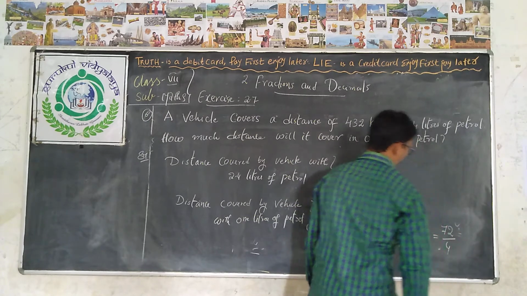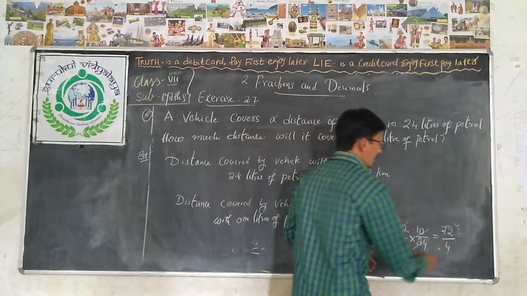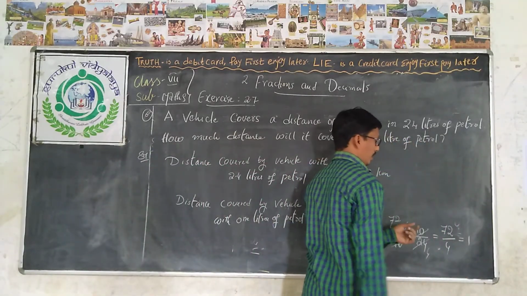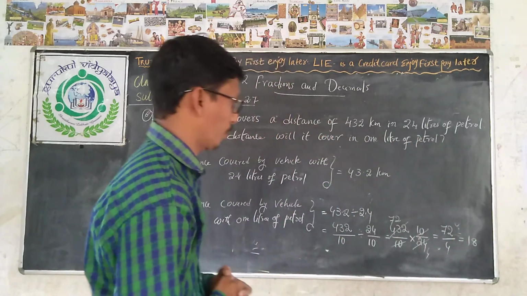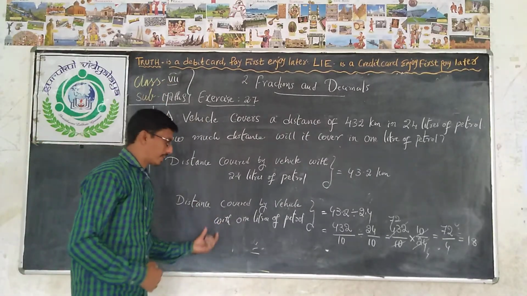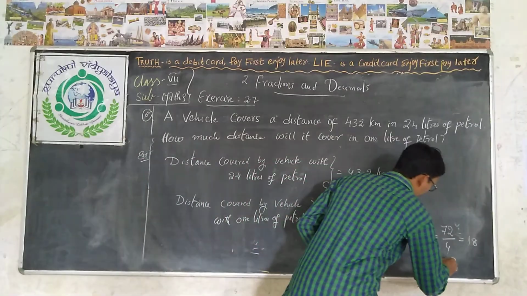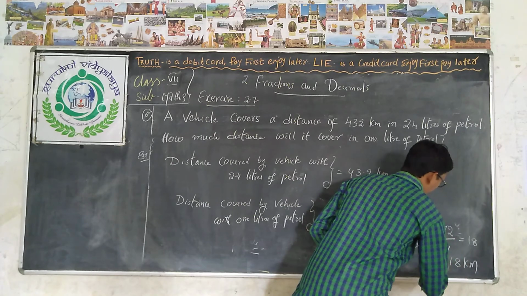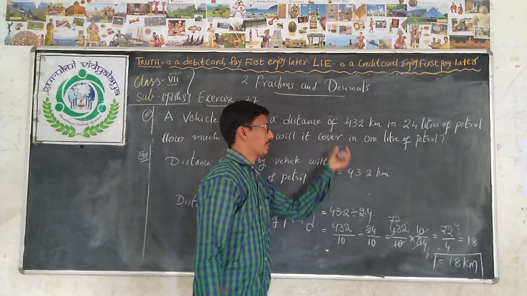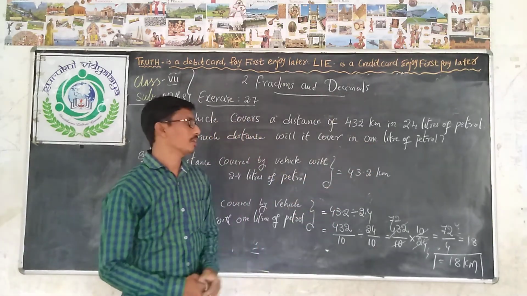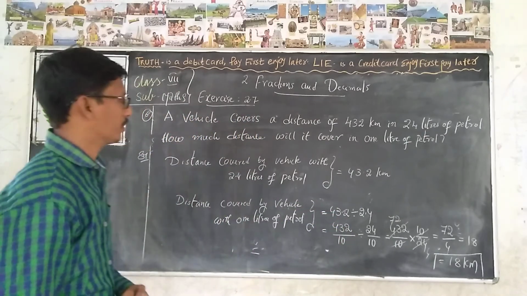Children, again 72 by 4. That means 72 is divisible by 4. How many times is it divisible by 4? So 4 table: 4 1s are 4, 32, 4 8s are 32, so 18. 4 18s are 72. That means the distance covered by the vehicle with 1 liter of petrol is 18 kilometers. So that is the final answer: 18 kilometers. With the total quantity of petrol, it covers the distance 43.2 kilometers, but with 1 liter of petrol, it covers 18 kilometers. Okay, understood?